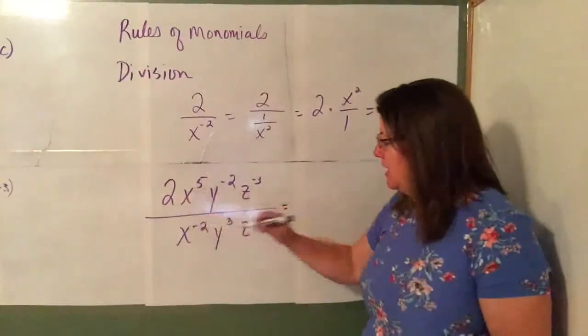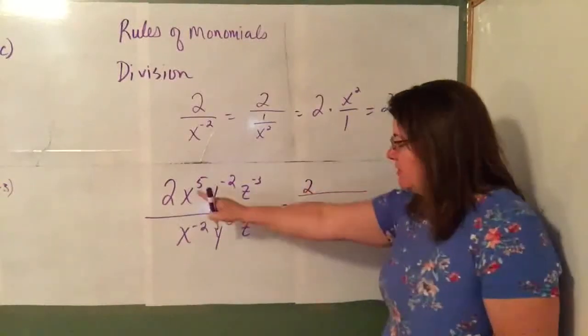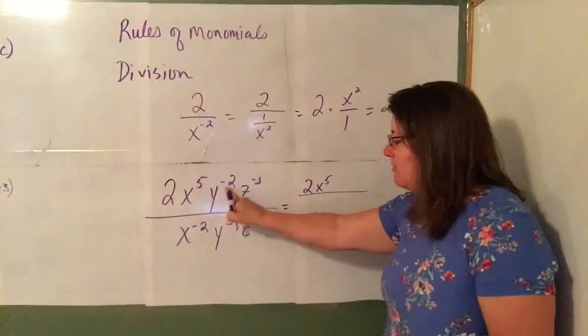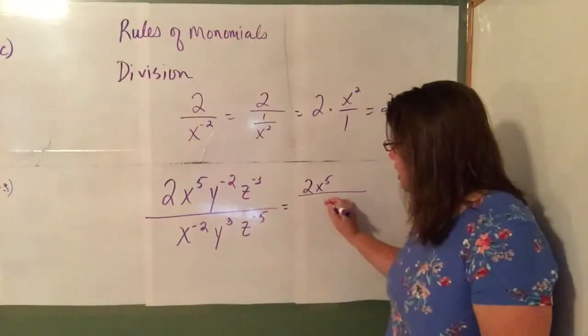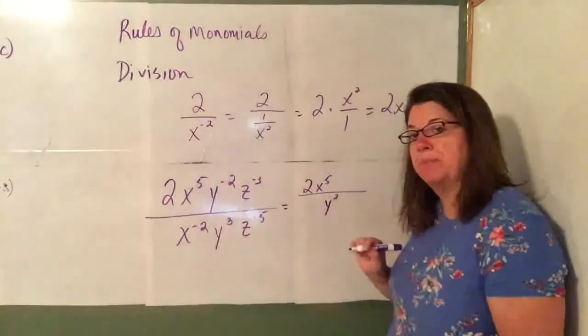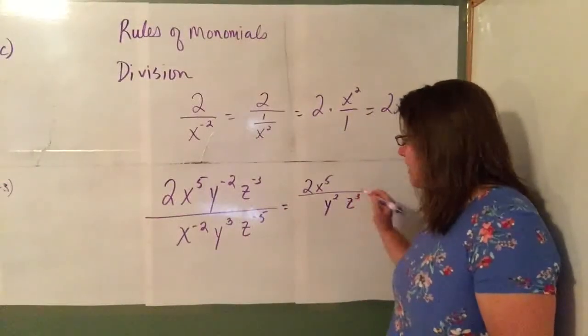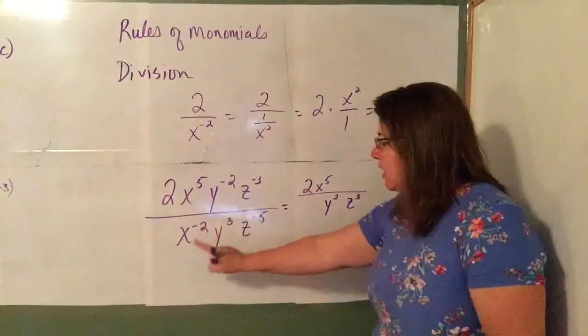Now the 2 is not an exponent, so it just stays where it is. X to the 5th is positive. It stays where it is. Y to the negative 2 is a negative. I'm going to change it to a positive and put it on the bottom. Z to the negative 3 is negative. I'm going to change it to a positive and put it on the bottom. Then I can move to the bottom.